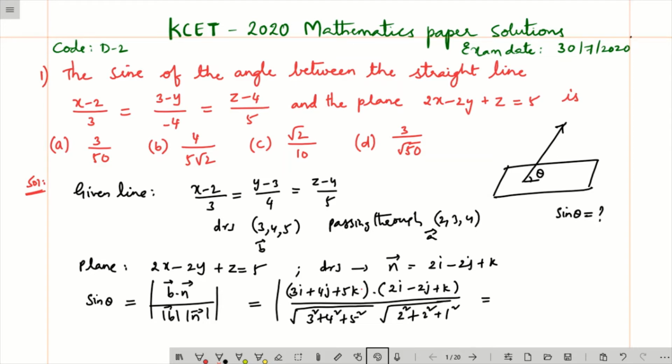So apply the mod to get an acute angle. Let us consider here the dot product of 3i plus 4j plus 5k with 2i minus 2j plus k: 3 twos are 6, minus 8, and plus 5, divided by the root of 3 square 9, 9 plus 16 is 25, 25 plus 25 is 50. So this is root 50. And here 2 square is 4, 4 plus 4 is 8, 8 plus 1 is 9, that is root 9.